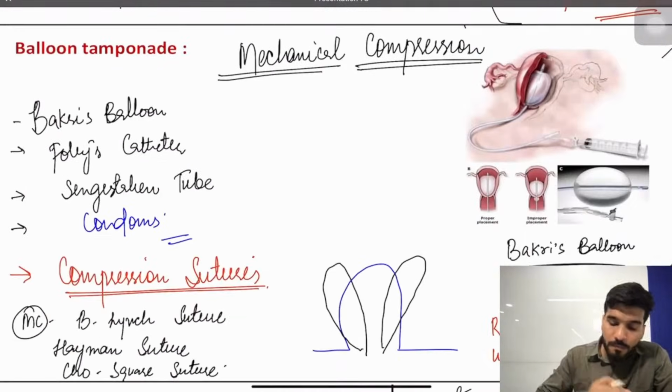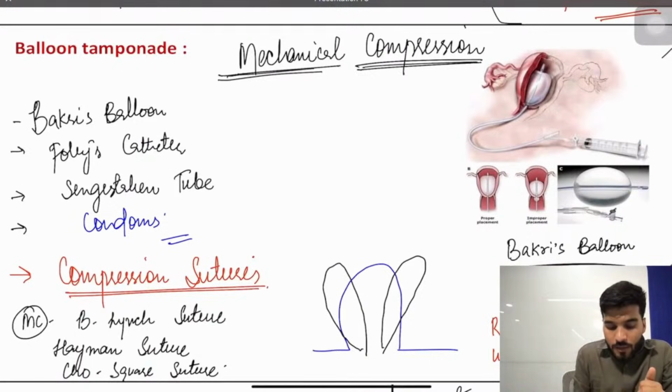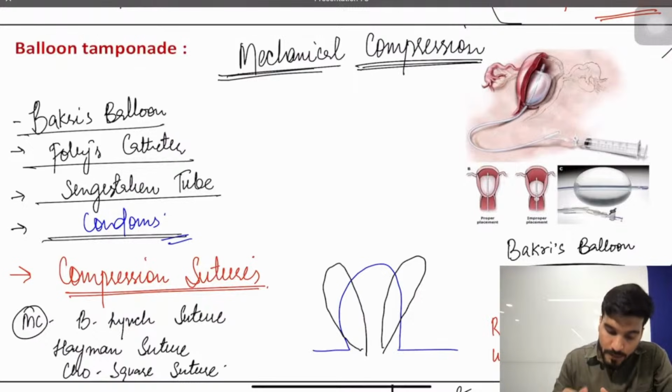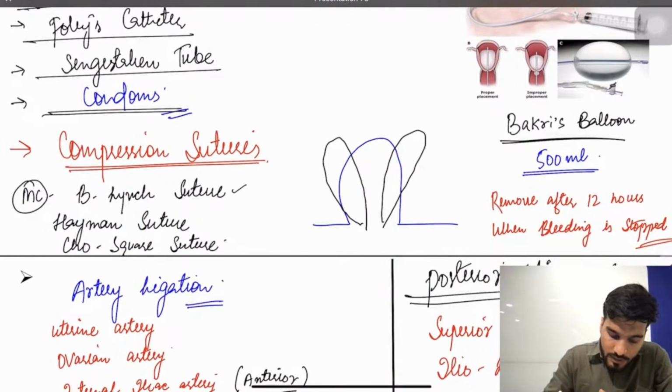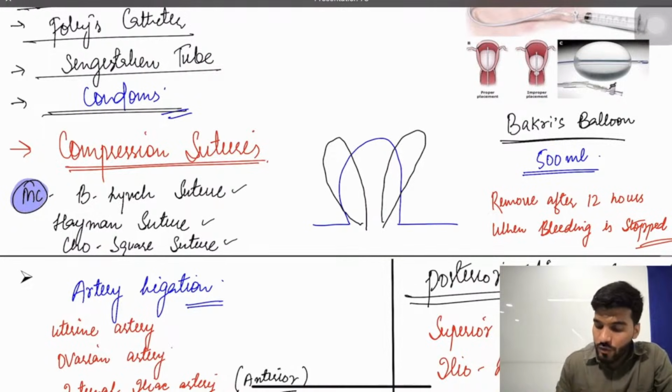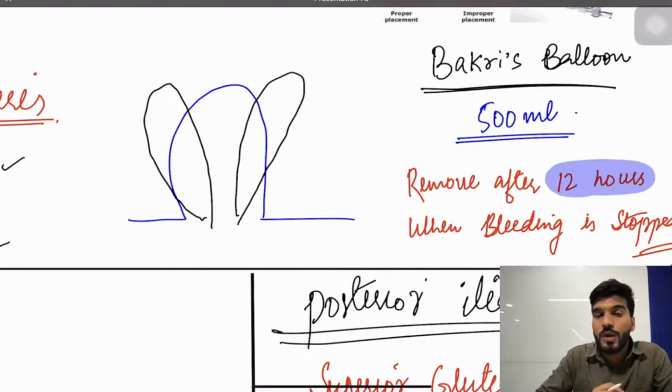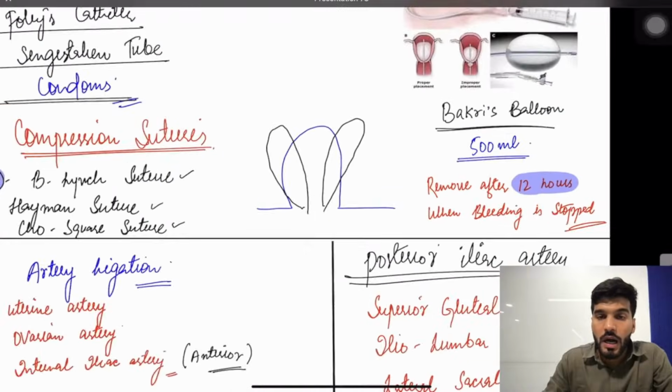Okay, then balloon tamponades, we can use mechanical compression with the help of tamponades. What are the tamponades? Bakri balloon, Foley's catheter, Sengstaken-Blakemore tube, and condoms. We have compression sutures. We have B-Lynch suture, Hayman suture, and the cho-square suture. The most common one is the B-Lynch suture. Is that clear? And make sure that once the bleeding is stopped, the Bakri balloon is removed after 12 hours.